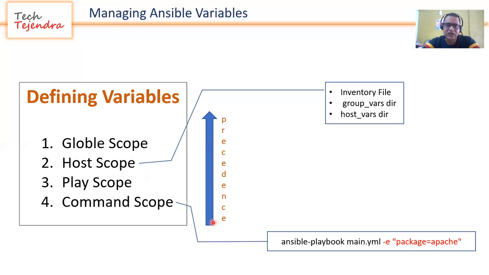Okay, then this is the precedence. First precedence: Ansible will take the value for this package from the command scope if you are defining it here, and will ignore all other places. Likewise, if it is in play scope, then it will ignore host. If it is in host, then it will ignore global scope.